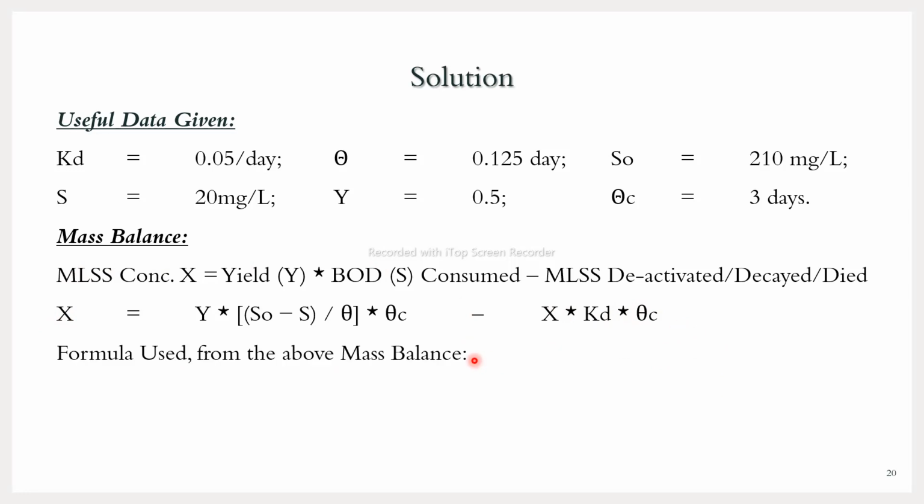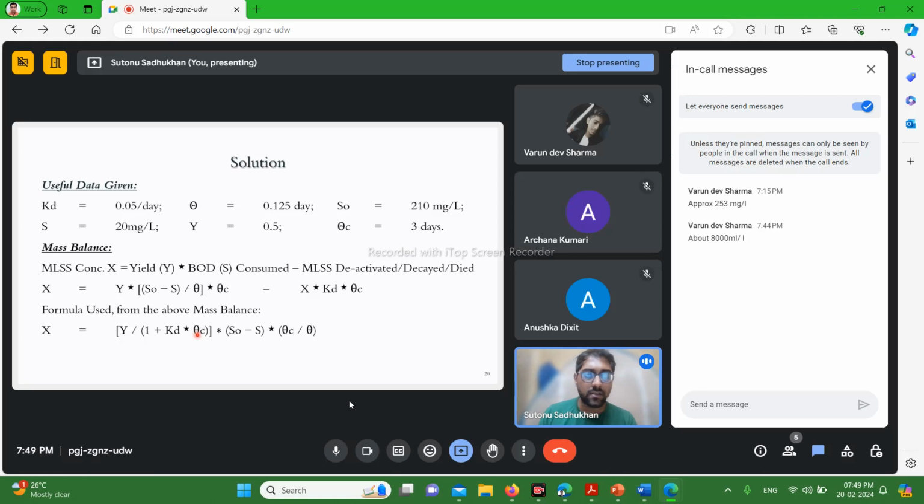Now the formula used from the above mass balance is something like this. So X you have to take common, so it becomes, within bracket, 1 plus kd into theta c. With that value you just have to divide this term, Y into S0 minus S into theta c divided by theta, whole divided by 1 plus kd into theta c. So this is your formula for getting the value of X, that is MLSS concentration in milligram per liter.